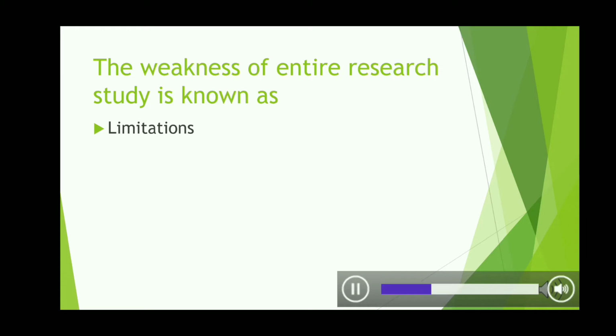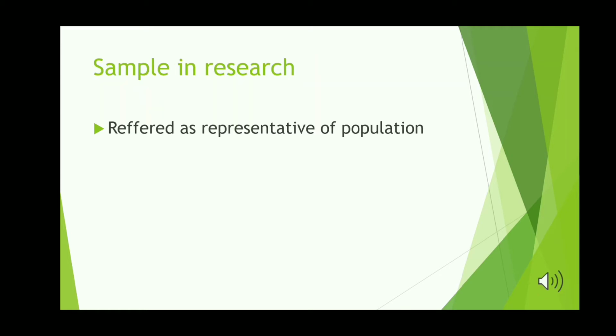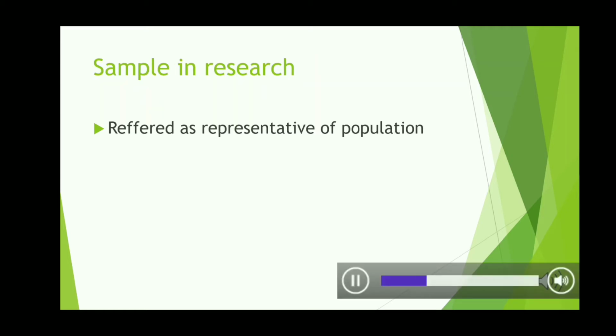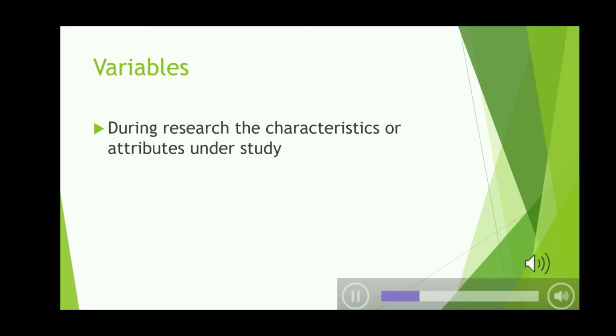The weakness of the entire research study is known as limitations. Sample in a research is referred to as representative of population. Characteristics or attributes under study are called variables.